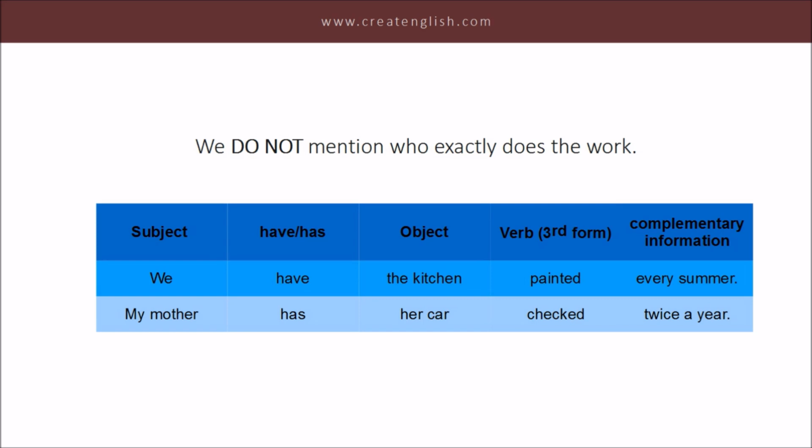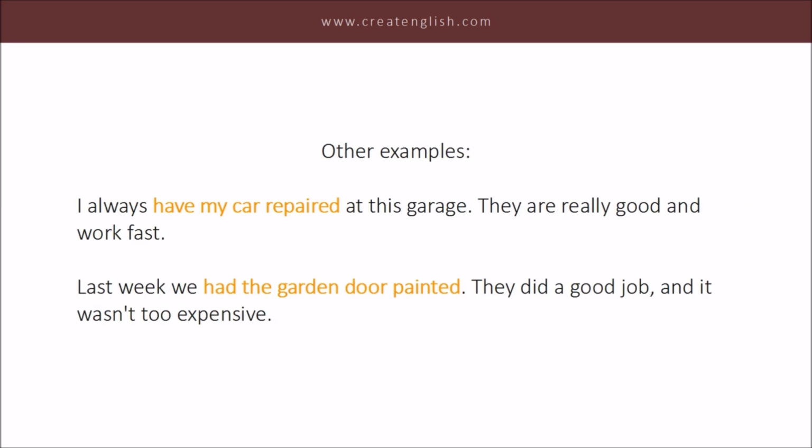Now, why do we use this and how do we put this in context? Let me give you two examples. I always have my car repaired at this garage. They're really good and work fast. Or last week we had the garden door painted. They did a good job and it wasn't too expensive. So as usual, when we speak, there's always some context. So I suggest if you learn these examples, learn the context also.